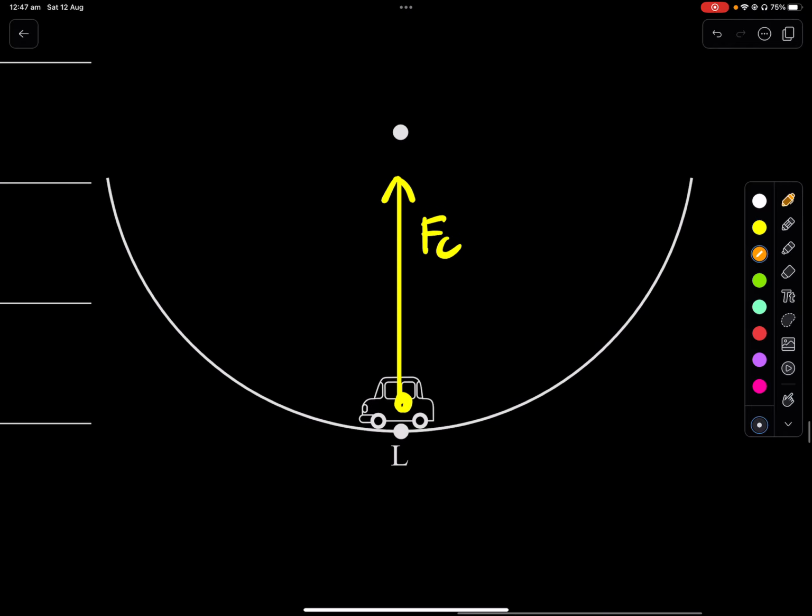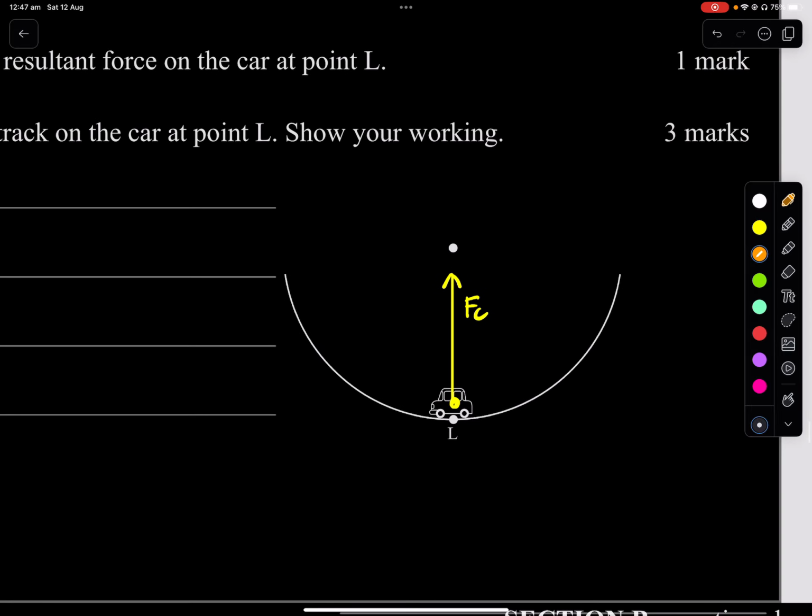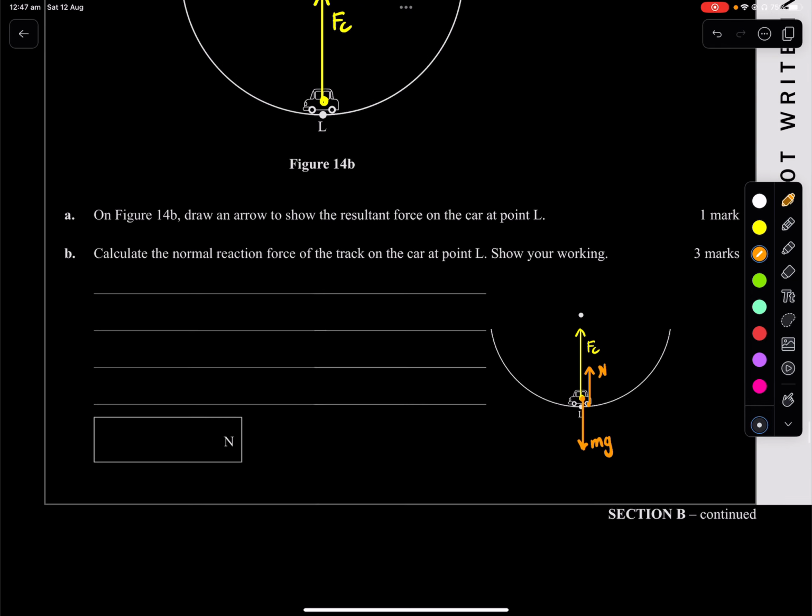So what's going to happen? Well, we have a force of gravity, which we call mg. We also have the normal reaction force, your N. And there is also that centripetal force. So these are your three forces that are acting on the car. Knowing that, let's add them all together.